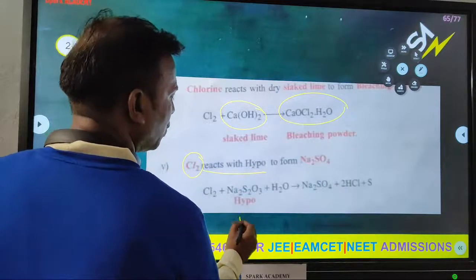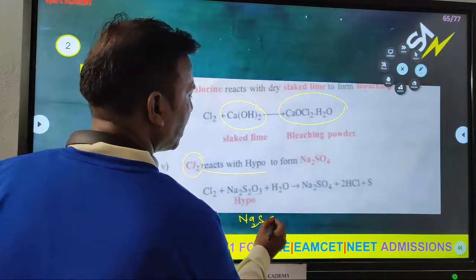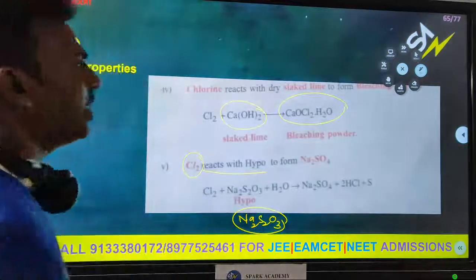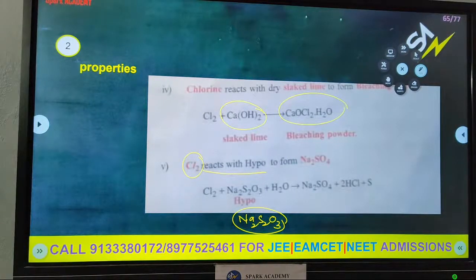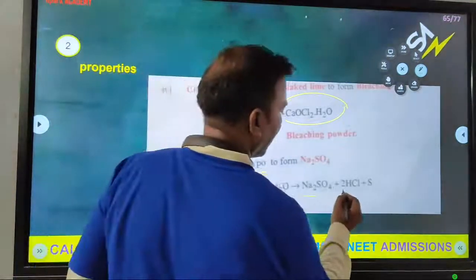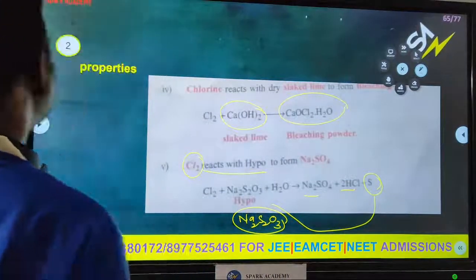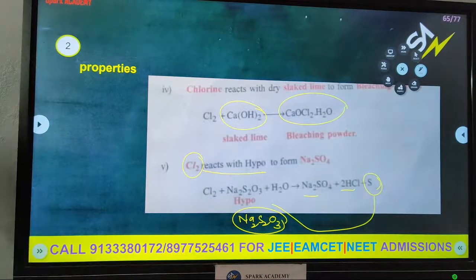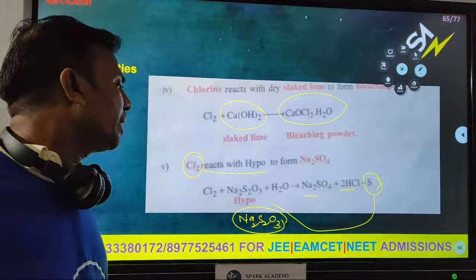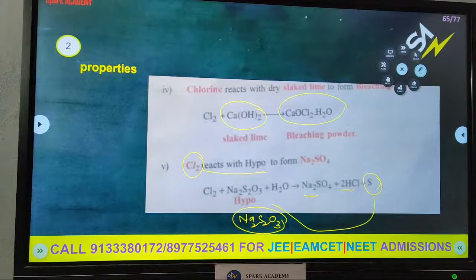Na2S2O3 is called hypo. When chlorine reacts with hypo, it forms sodium sulfate, HCl and sulfur. So it is useful for the preparation of sulfur also. So it is the fourth property. Chlorine reacted with what? Calcium hydroxide. Chlorine reacted with what? Hypo. So the fourth one is bleaching powder, and the fifth one is sulfur.